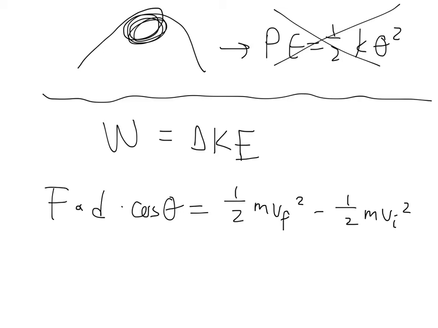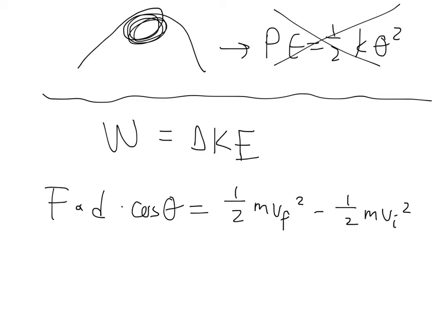So maybe part A asks you to find the work done on the object. Part B says find the change in its velocity. And then maybe part C says find the power generated. Once you have the work done, you can find the change in velocity using this. Once you have the work done, you can find the power by dividing by the time it takes.